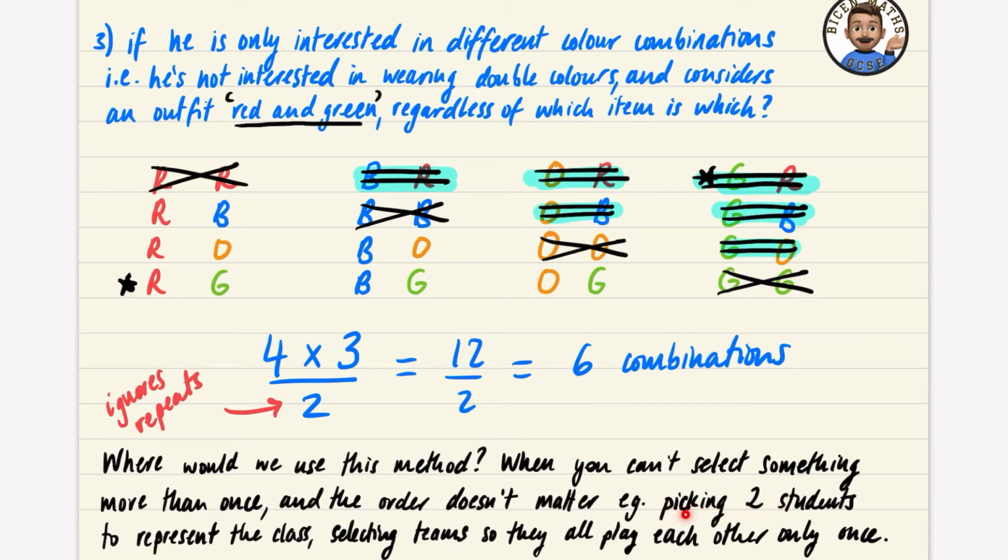So this might be something like picking 2 students to represent the class, selecting teams so they all play each other only once. With the 2 students to represent the class, once you've picked the first student, you'd reduce the number by 1 because you can't pick them again. You couldn't pick the same student twice. And you would half it because it doesn't really matter if you pick one student first and then the other one second. At the end of the day, you've still got those 2 students that have been picked.